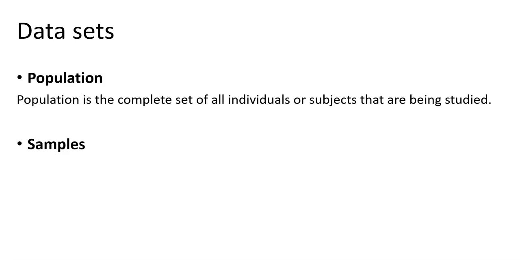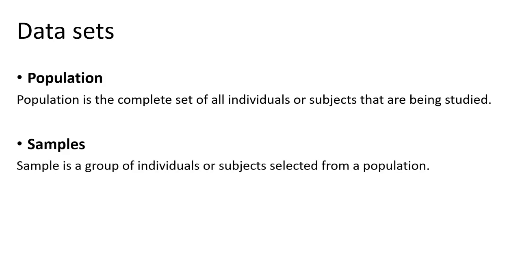Population is the complete set of all individuals or subjects that are being studied, and sample is a group of individuals or subjects selected from a population. We can say sample is a subset of population. For example, let's say we take a survey of 430 students at the Aston University and ask them if they have ever used the services of the Learning Development Center. So we ask 430 students.